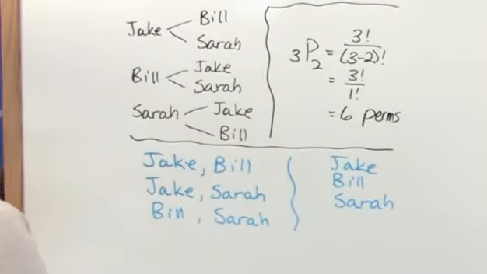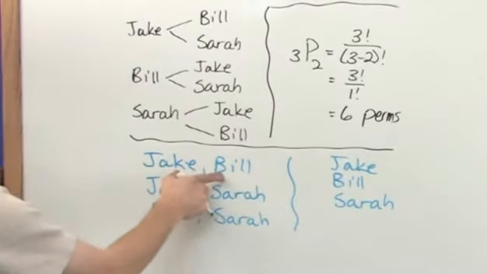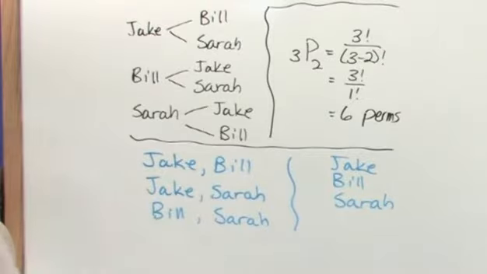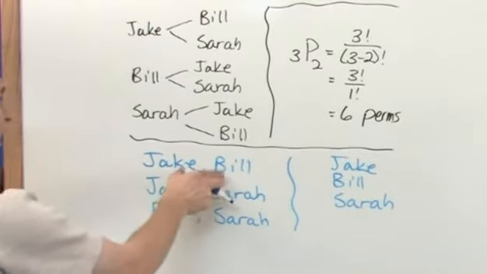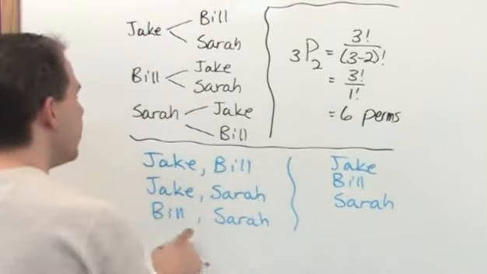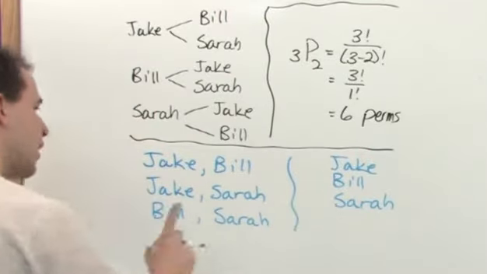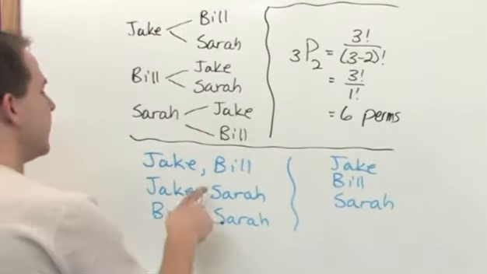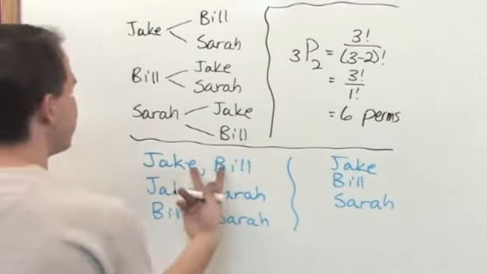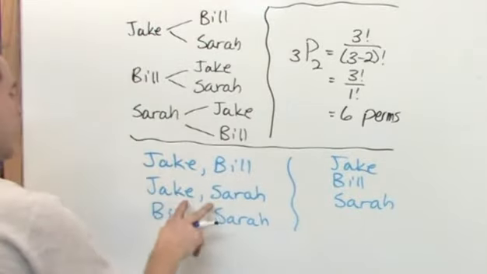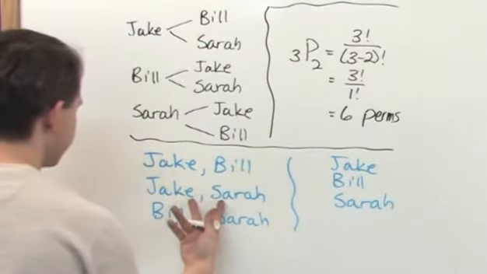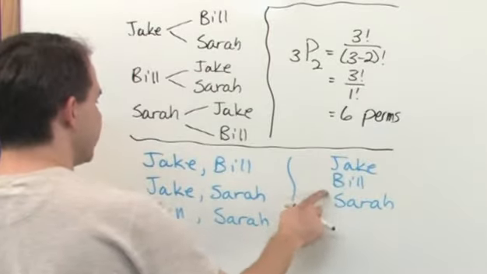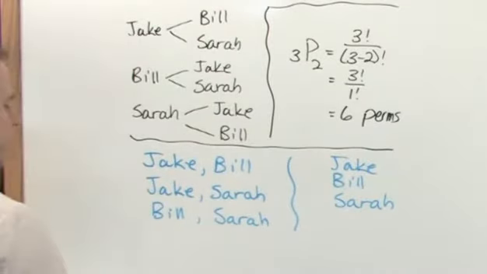So we can pick Jake and Bill. That's one combination. It's not a permutation anymore because the order doesn't matter. It's a combination. We can also pick Jake and Sarah. That's another combination. But Jake and Bill is exactly the same thing as Bill and Jake, and Jake and Sarah is the same as Sarah and Jake. And we can also pick Bill and Sarah.